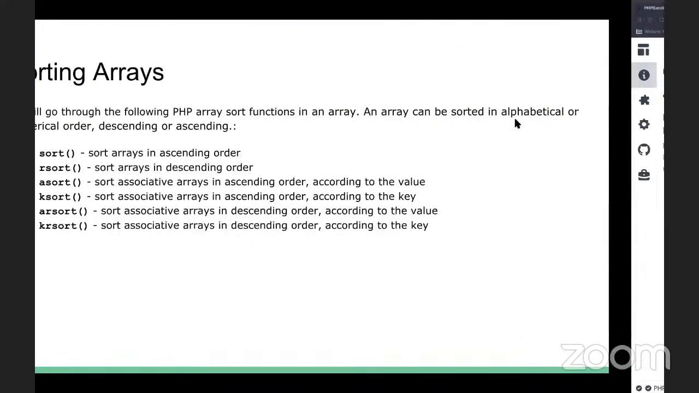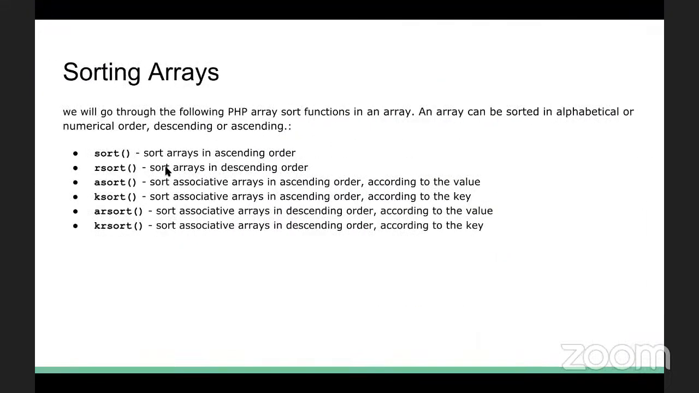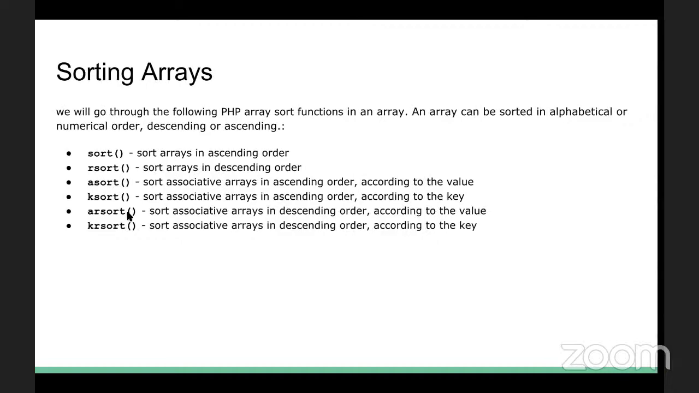So we have rsort. Let me just change this to R. This will update. So you can see Zealous is first, Tomisin is second, Motun is third, and the matrix is last. So these are just various sorting array functions in the core of PHP. So you can use any of them to do so many things.